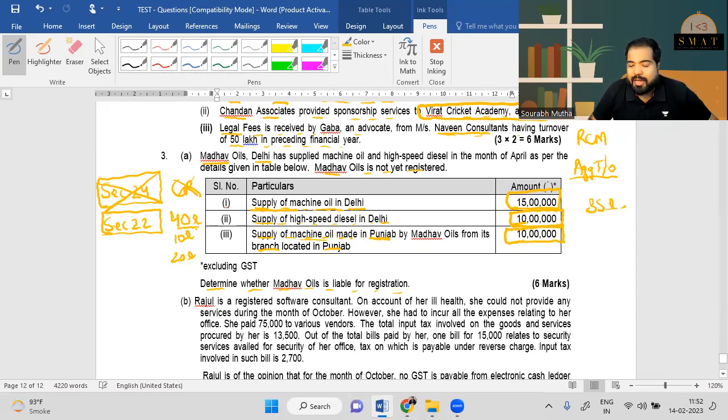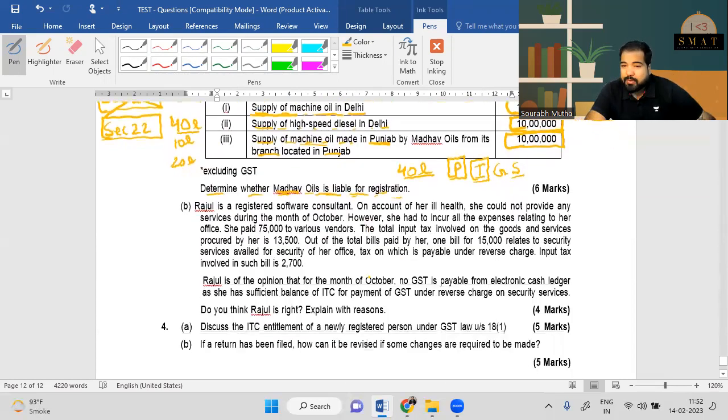Now let's see whether the 40 lakh limit applies. For 40 lakh, check the conditions. Are they dealing in prohibited goods? No. Are they dealing interstate? No. Are they only dealing in goods? Yes. And are they in those special category states? No, they're in Delhi and Punjab. So congratulations, the limit is 40 lakh. They've reached 35 lakh, so no registration is required as of now. 6 marks for this nice question.